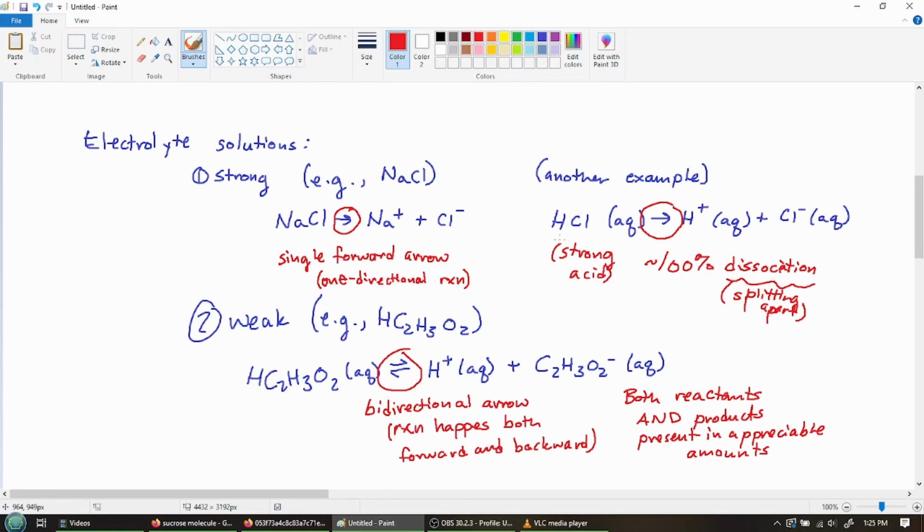Okay, one more point I want to make about these weak acids is that I say that both of these are present in appreciable amounts, both the reactants and the products, but the truth is most of the weak acid, or a weak electrolyte in general, does not dissociate. Only a little bit of it dissociates, whereas in the case of hydrochloric acid, we mostly have product, right? We mostly have H plus ions and chloride anions, but not much of the undissociated species. In a weak acid solution, most of what we have is the undissociated species. We actually don't have much of the product. And that's the characteristic difference between a strong and weak acid.